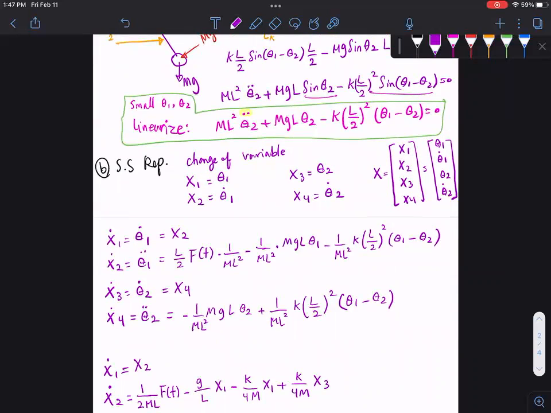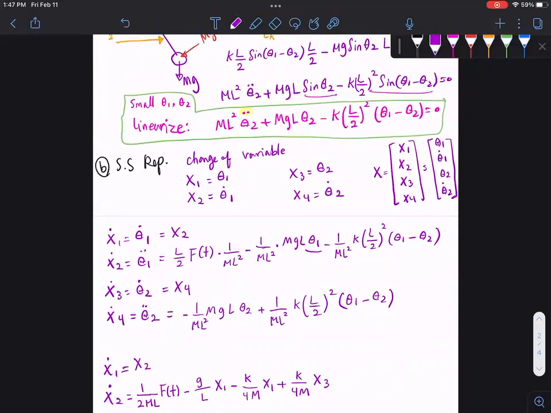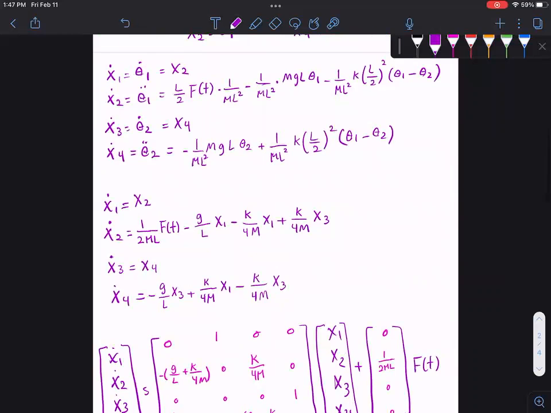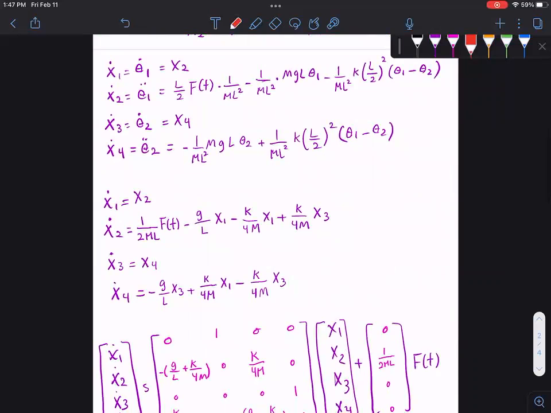Now you see that here I still have theta 1 and theta 2, so I'm going to convert all of those to my change of variables. Doing that, I get these four equations. So I have x dot 1, x dot 2, x dot 3, x dot 4, and I already changed all of those variables. Again, we are trying to create this Ax plus Bu. So I already have all of my x dot 1, and I have x and u in here.